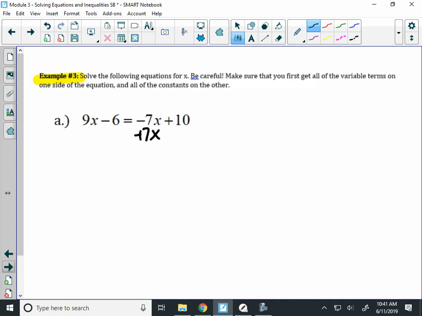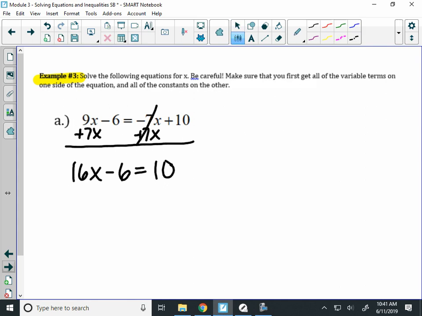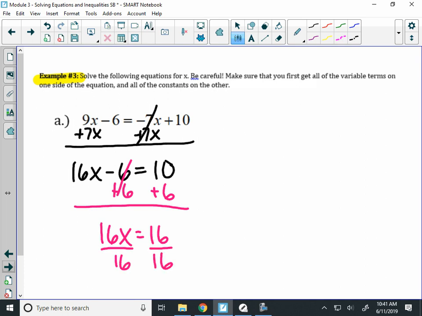Now the only reason I'm doing that is because that gets rid of the negative for me, and we don't like having negatives around. So I'm going to add that away. It goes away on the right, but now on the left-hand side I have 16x minus 6 equals 10. Well, now we only have x on one side, so I'm going to just finish solving here by adding 6 to both sides. I'll get 16x equals 16, and then I can divide by 16. That'll give me x equals 1.